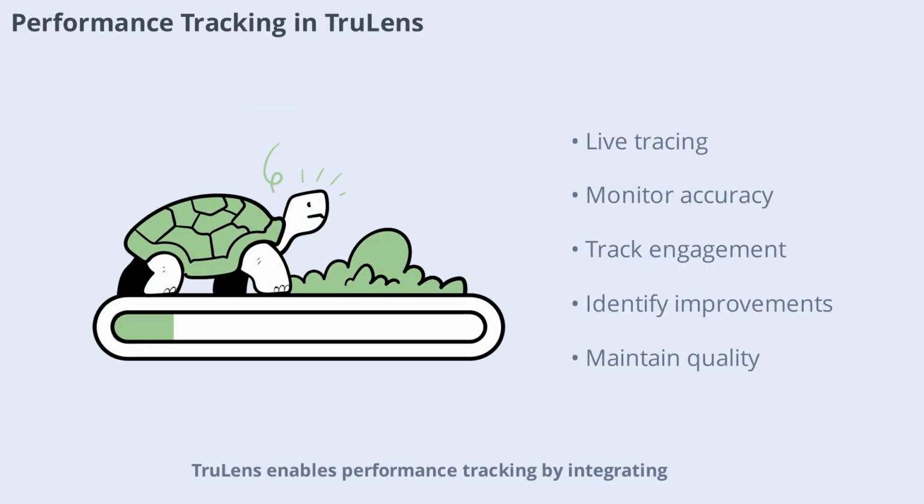TruLens enables performance tracking by integrating feedback functions into live tracing apps. Monitor response times, accuracy, and user engagement in real time. Performance tracking helps you identify areas for improvement and maintain high-quality LLM applications.